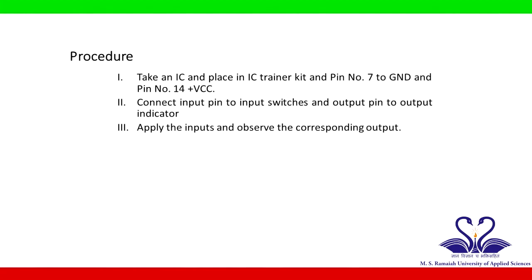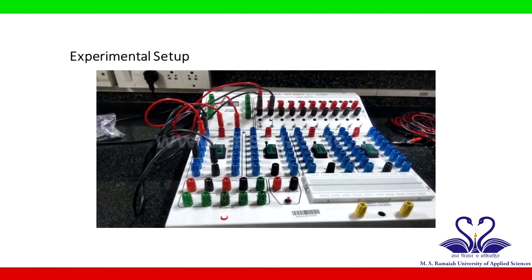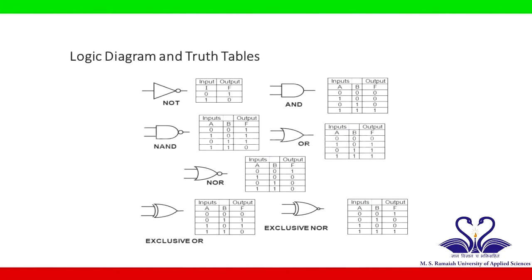Connect pin number 7 to ground and pin number 14 to plus VCC. Connect input pin to input switches and output pin to output indicator. Apply the inputs as 0 and 1. Observe the corresponding output as LED on or off. Figure shows the experimental setup for the verification of truth table. Figure shows the logic diagram and truth table of each IC.